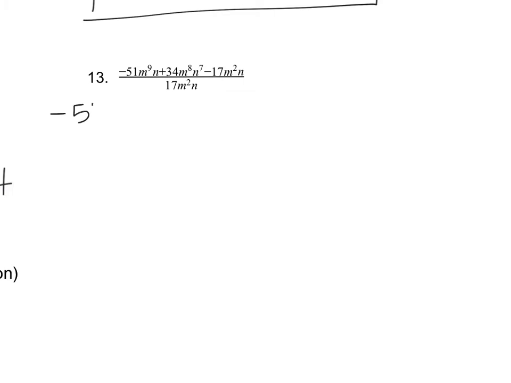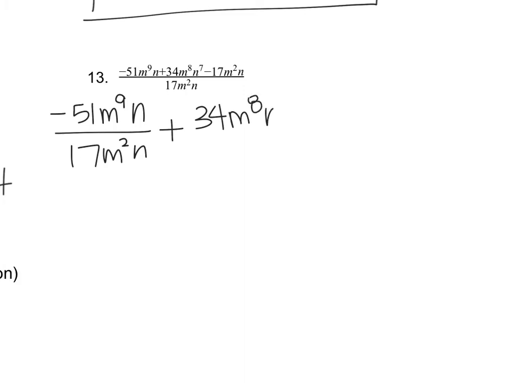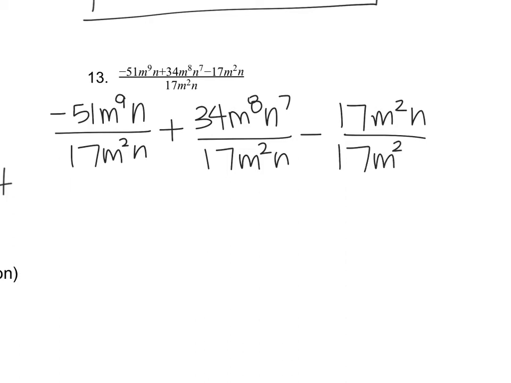I'm going to split it up as negative 51 m to the 9th n over 17 m squared n, plus 34 m to the 8th n to the 7th over 17 m squared n, minus 17 m squared n over 17 m squared n. So similarly to problem 10, where we multiplied our monomial into the parentheses and we had to add the exponents, when we divide monomials, we're going to subtract the exponents.